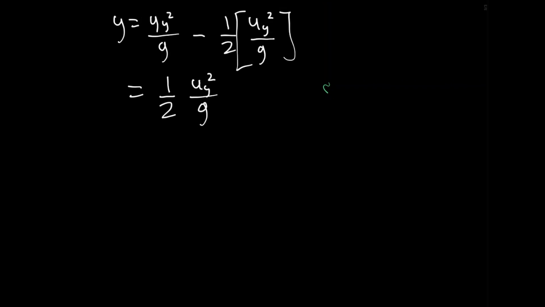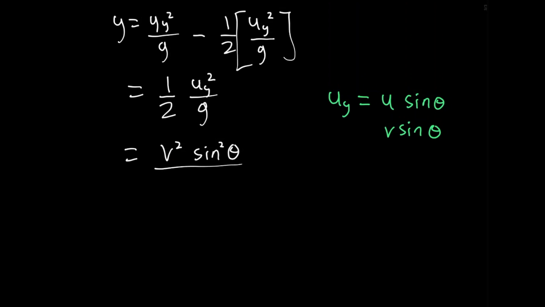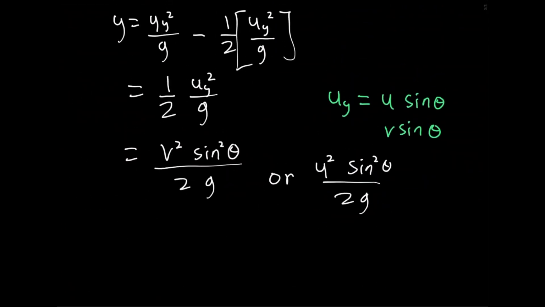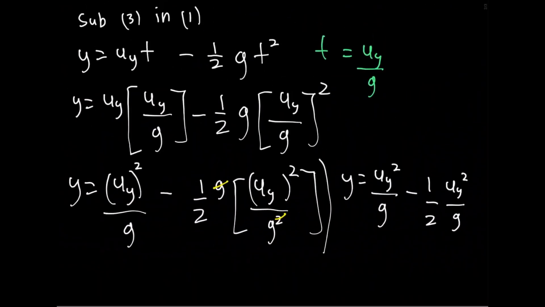And now I want you to recall that uy, or the velocity in the y direction, is actually equal to u sine theta, or it can be v sine theta. It really depends. It doesn't really matter actually. So this is equal to v squared sine squared theta over 2g, or u squared sine squared theta over 2g. And yep, we have proved our equation.